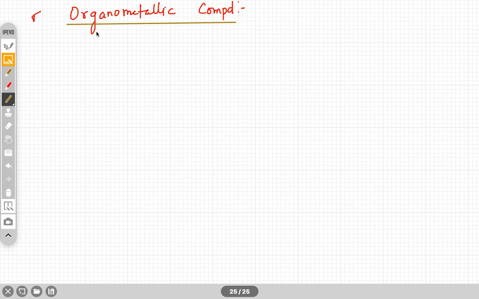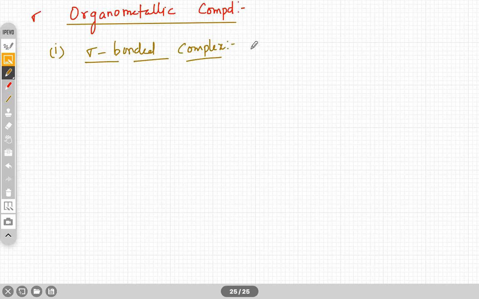Write down: these are the compounds in which a carbon-metal bond is present. This is classified into three categories. The first type we have is the sigma bonded complex. Simple.